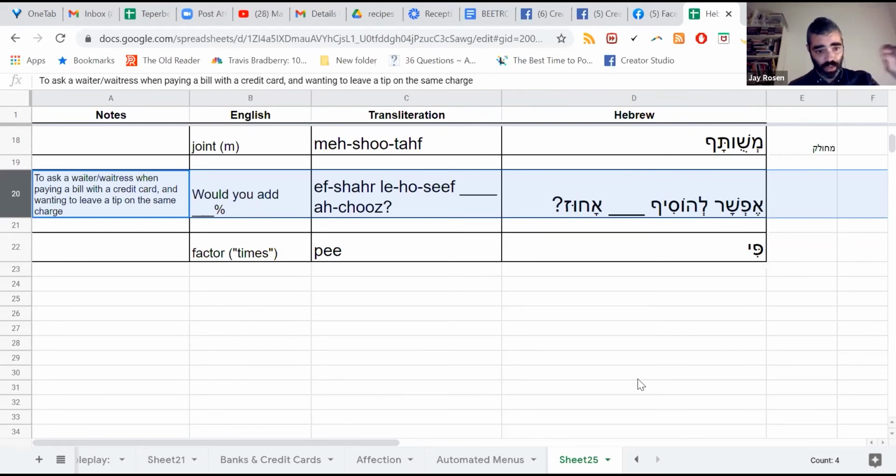Because again, in Israel, there is no line that you write in a tip amount. You simply ask for them to put a percentage of the bill as a tip on the card. Okay, but great question, great sentence to have. Efshar lehosif x achuz. Or if you can't say the resh, efshar lehosif x achuz. X meaning that's where you're going to put the number, of course. Okay.